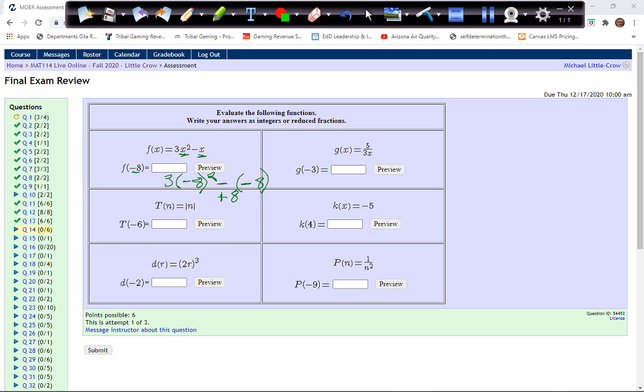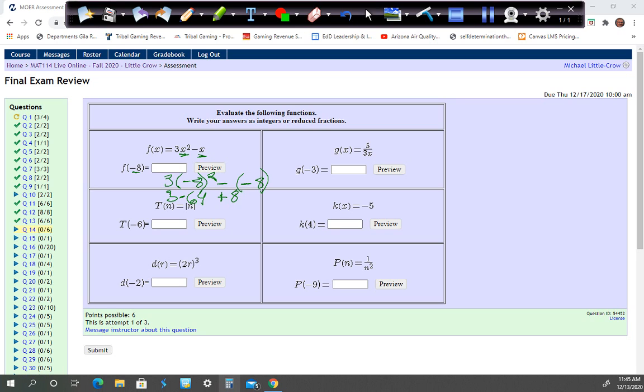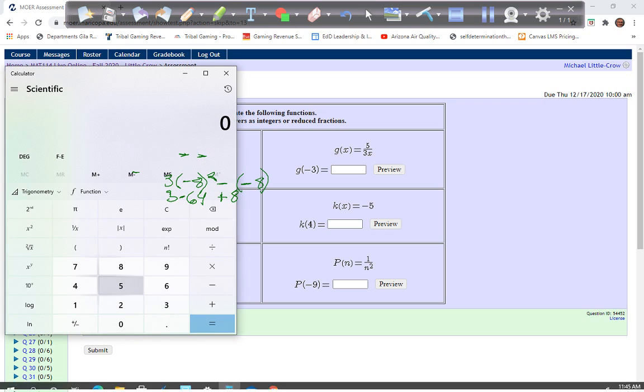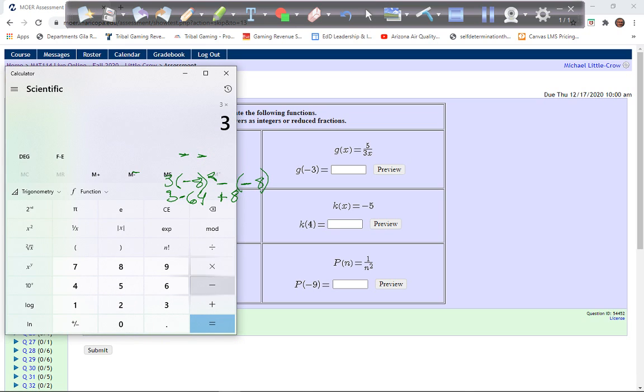-8 squared is going to be positive 64. And then 3 times 64 plus 8. Good time to pull out the calculator. 3 times 64 plus 8. Could have done it at the beginning too. Let me clear that out. 3 times 64 plus 8 is 392.